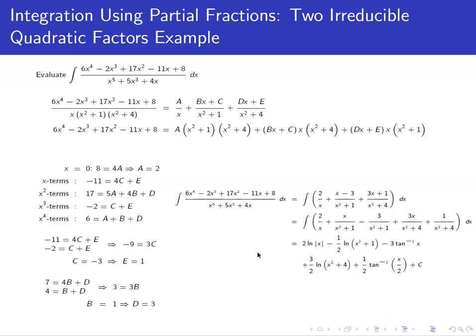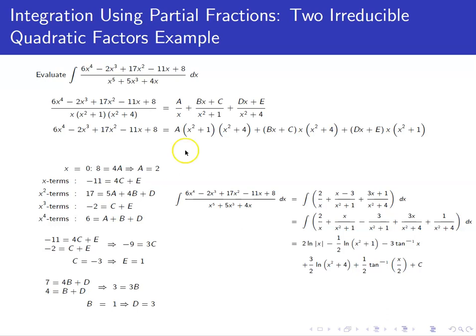The denominator, we can pull an x out. We would be left with x to the fourth plus 5x squared plus 4. That factors as x squared plus 1 times x squared plus 4. So here's our denominator factored. We have three factors, two of which are irreducible quadratic factors. The first one's a linear factor, so it's just a constant over x. For each of the irreducible quadratic factors, we'll have a general linear term in the numerator. So we'll have bx plus c over x squared plus 1 and dx plus e over x squared plus 4.